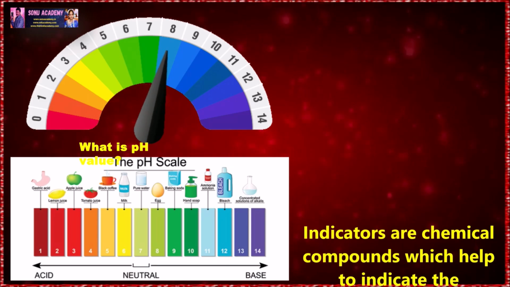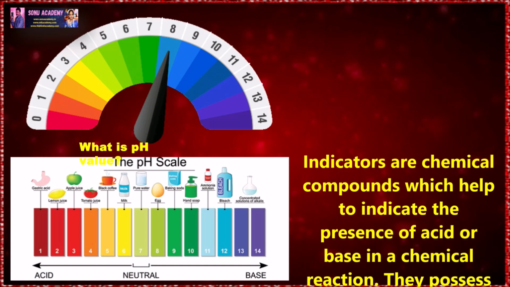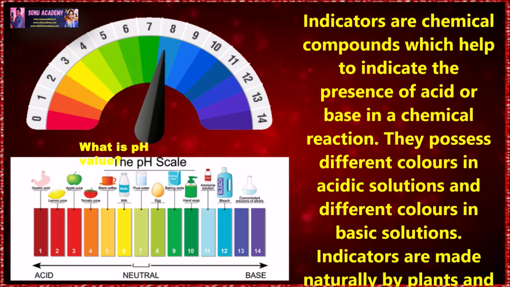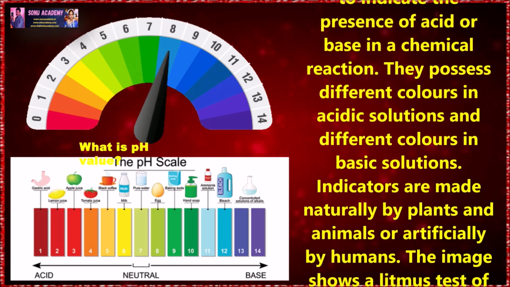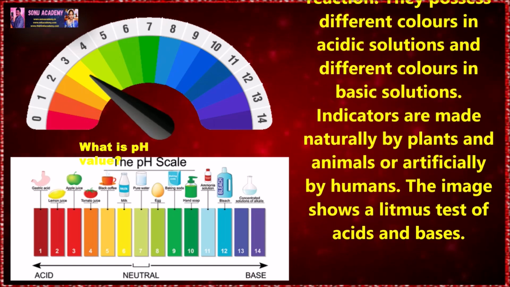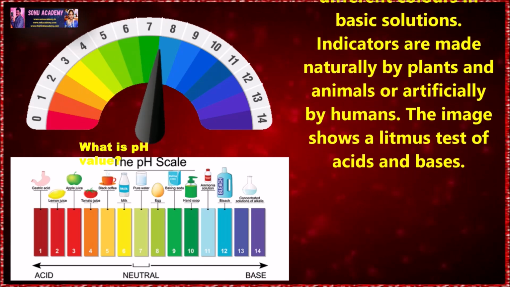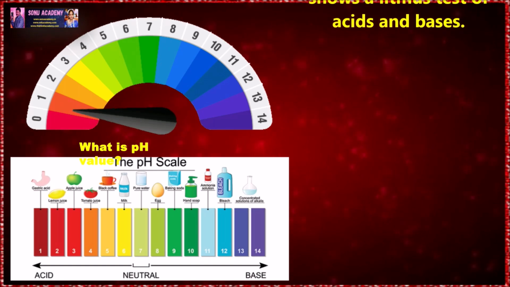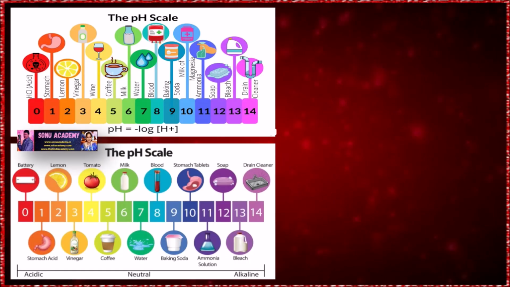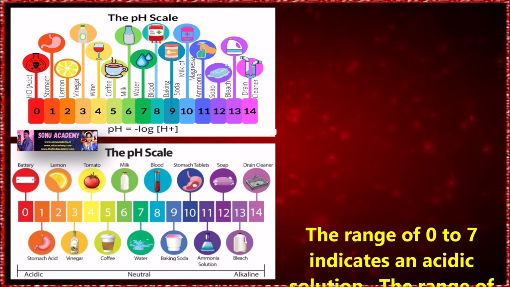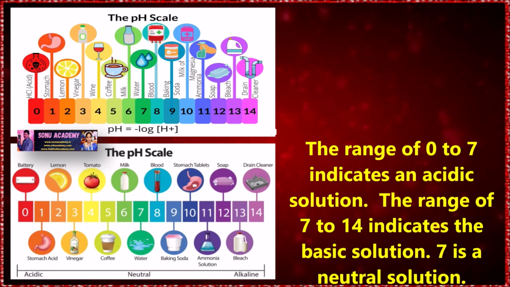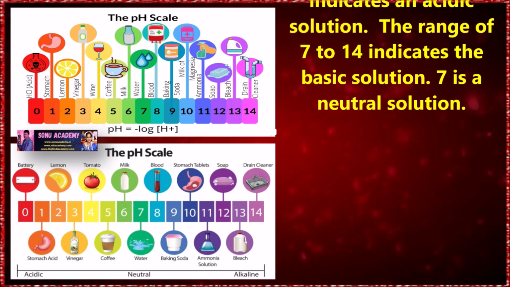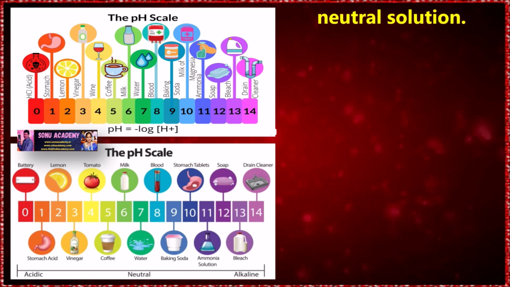Children, already we discussed indicators, which are chemical compounds that help to indicate the presence of acid or base in a chemical reaction. They show different colors in acidic solutions and different colors in basic solutions. Indicators are made naturally by plants and animals or artificially by humans. The image of the litmus test of acids is shown in the picture beside. An indicator indicates that the pH range of 0 to 7 is an acidic solution. The range of 7 to 14 indicates a basic solution, and 7 is a neutral solution.